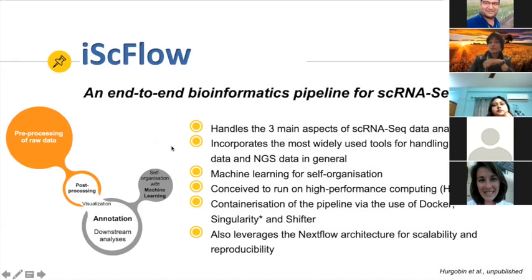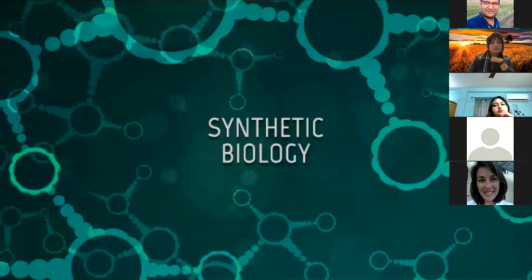So that's where the soft skills come in very handy. We work with the computer scientists very closely. And because it was massive amounts of data, we also used some machine learning for self-organization and for doing the dimension reduction for the single cell data. That's something we also hope to publish very soon.